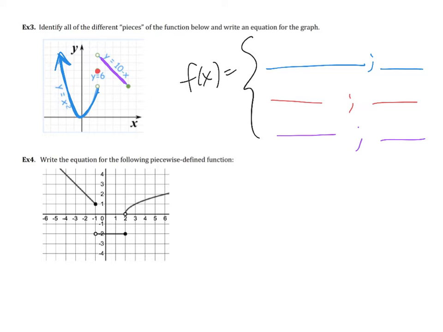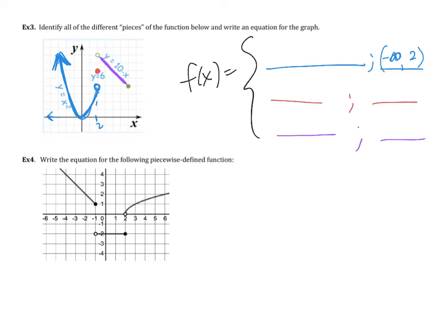So this parabola right here goes on infinitely to negative infinity, and then it comes and stops here at 2, but it's an open circle at 2. So it's exclusive of 2, and of course negative infinity is also exclusive. So I'm going to go from negative infinity to 2. That is the parabola's domain.